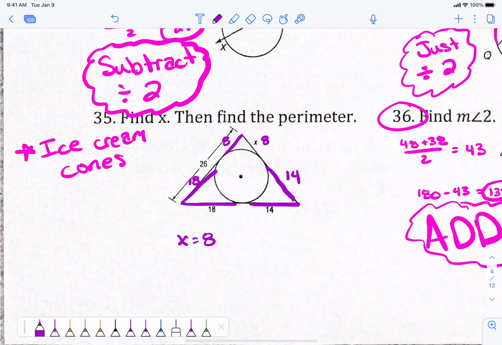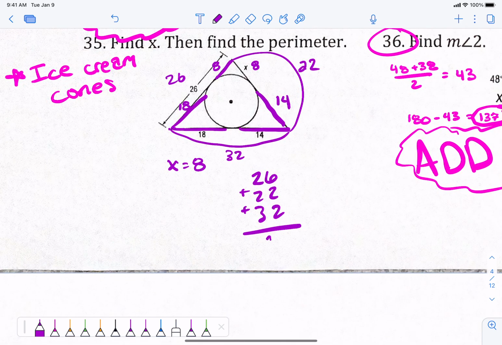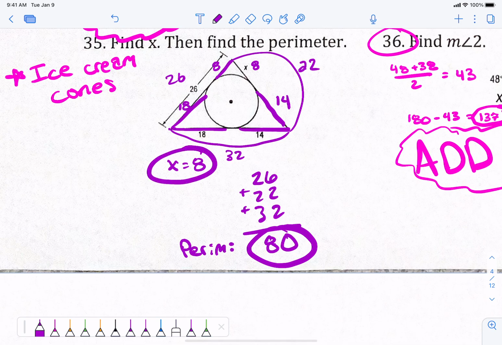Our entire test should just be that. This one is 22. 18 plus 14 is 32. And this guy's 26. 26 plus 22 plus 32 is 80. Exactly. X equals 8, and the perimeter is 80.